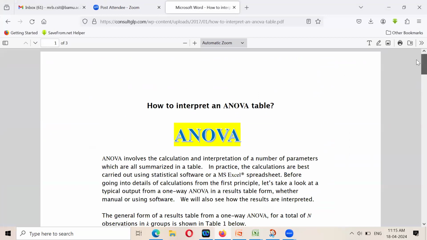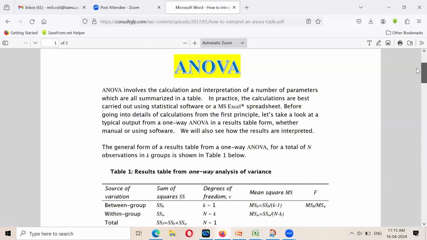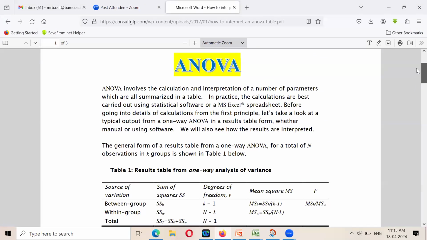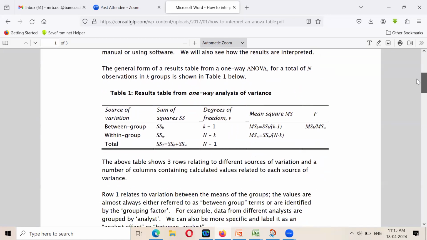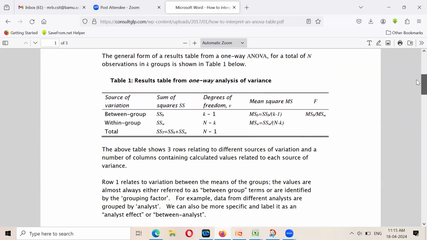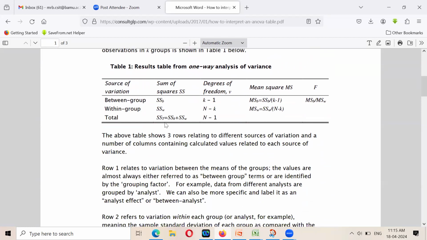How to interpret the ANOVA table? That is nothing but a summary table at the end. ANOVA involves calculations and interpretations of some number of parameters because it is a parametric test. Okay, let us see here. The source of variation is between the group and within the group. Sum of squares, that is SS, degree of freedom, mean square MS, and F factor.